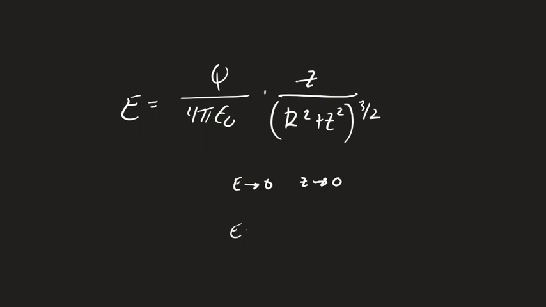And E goes to a point charge as Z becomes much bigger than R. Right? The ring begins to look more and more like a dot the further away I get from it. And you can see that here. When Z is much bigger than R, that term goes away. Z squared to the 3/2 is Z cubed. Z over Z cubed is 1 over Z squared. I'm expecting you to see these things now.